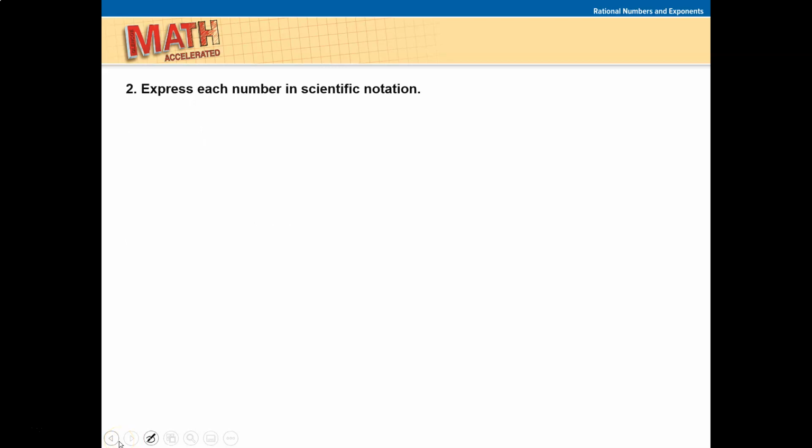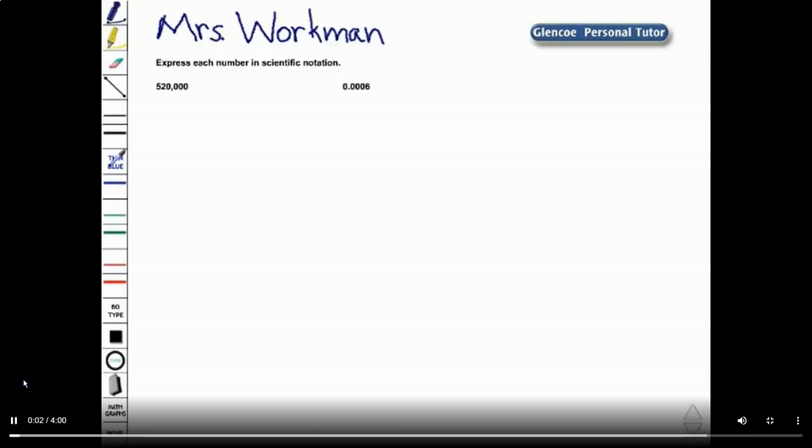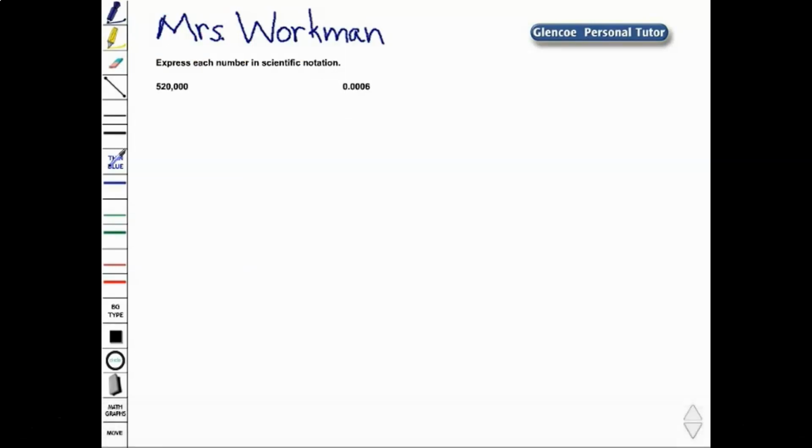Now we're going to be expressing the numbers in scientific notation. So this is Mrs. Workman. Express each number in scientific notation. First number we're given to rewrite is 520,000.